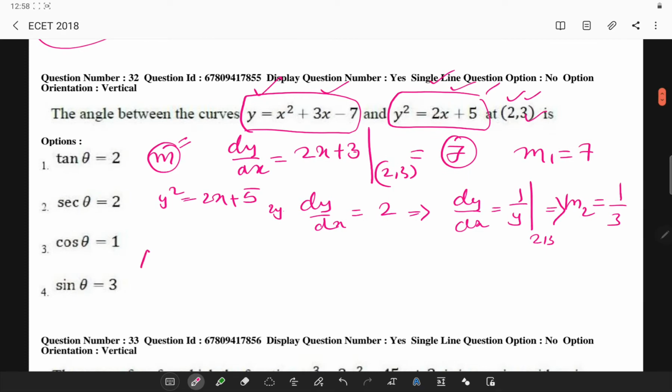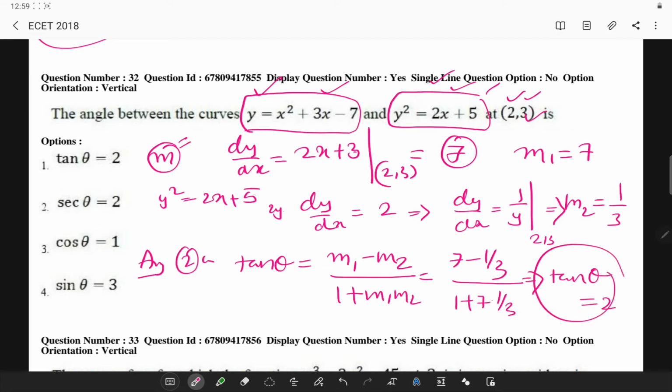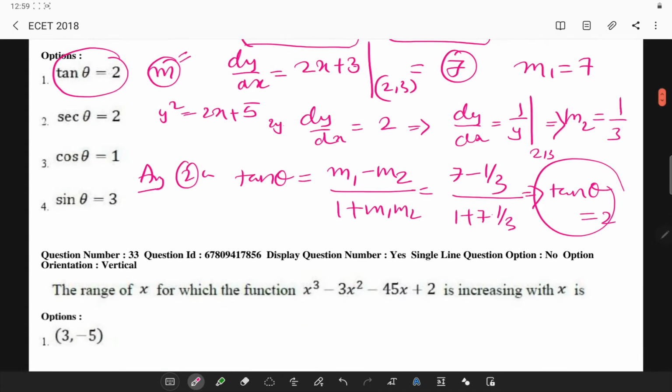So we remember the angle between two lines, between two curves, is tan theta is equal to m1 minus m2 divided by 1 plus m1 m2. So this is 7 minus 1 by 3 divided by 1 plus 7 into 1 by 3. So I will get tan theta is equal to 2. This is the first option.